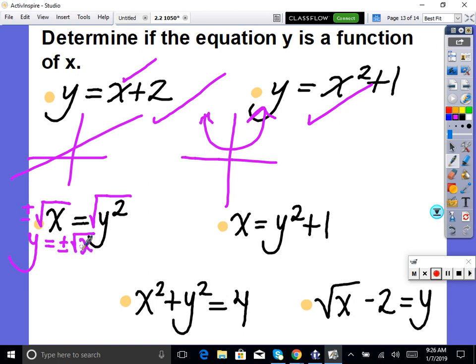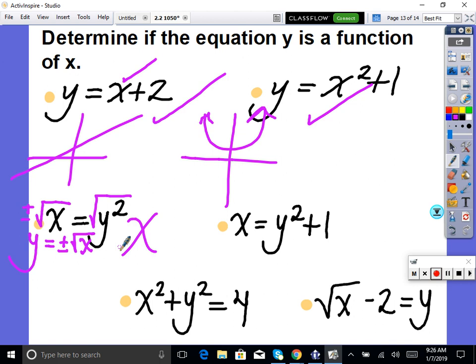Now let's think about plugging in an x value. If I plug in 1, aren't I going to get out plus or minus 1? So I plugged in an x value of 1 and got out 2 y values, didn't I? Because of the plus or minus. So would this be considered a function? No, there's 2 y values for 1 x, not a function. The plus and minus makes it not a function. Everybody see why?